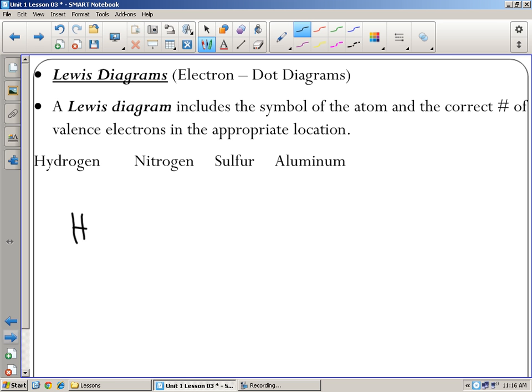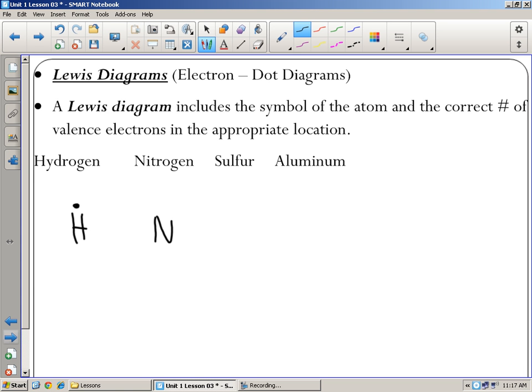Hydrogen symbol, and only the valence electrons. So in this case, hydrogen has 1, yes? So we need 1 dot. We're going to put it right there. Okay? I'll show you a few more, and then we'll talk about stuff. Okay? Nitrogen.